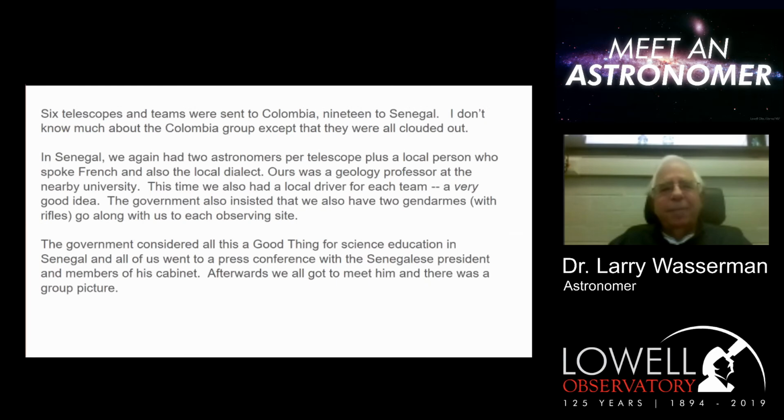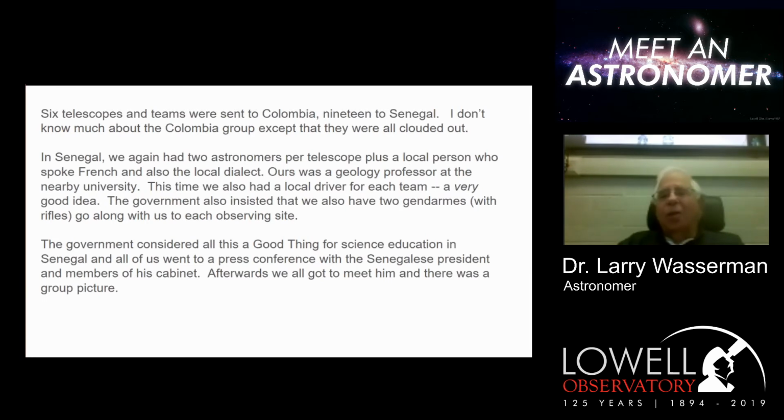So, 6 telescopes and teams were sent to Colombia, 19 to Senegal. I don't know much about the Colombian trip, except they were all clouded out. And in Senegal, we did the same game. We had 2 astronomers per telescope, plus a local person who spoke French. They speak French in Senegal. And he also spoke the local dialect. Turns out our extra was a geology professor at the nearby university. Really sharp guy, very nice.